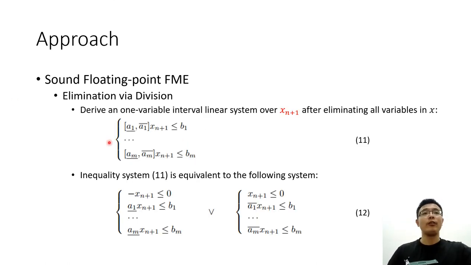After we eliminate all variables in x, we can derive a one-variable interval linear system over x_{n+1}, as shown in inequality system 11. As x_{n+1} has no bounds, we need to do classified discussion, as shown in inequality system 12, which is equivalent to inequality system 11. Finally, we can get the upper bound of x_{n+1} from inequality system 12.